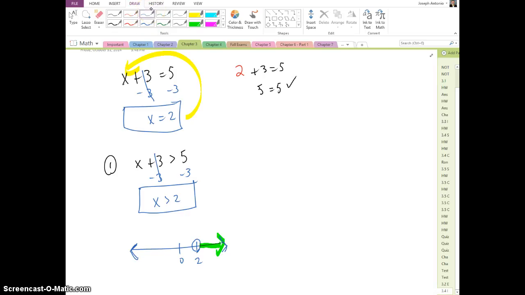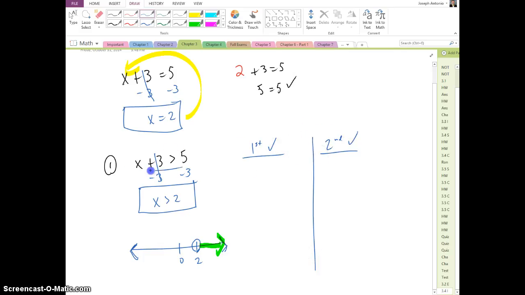What that means is any number in this section greater than 2 would work. For instance, if I have 3, 3 plus 3 is 6, and 6 is greater than 5. If I plugged in 4, 4 plus 3 is 7, and 7 is greater than 5. Now, I like to have my students check. So the first check is this.